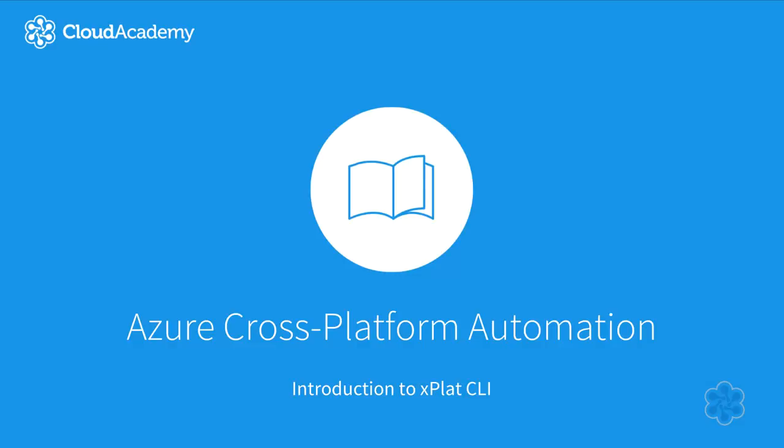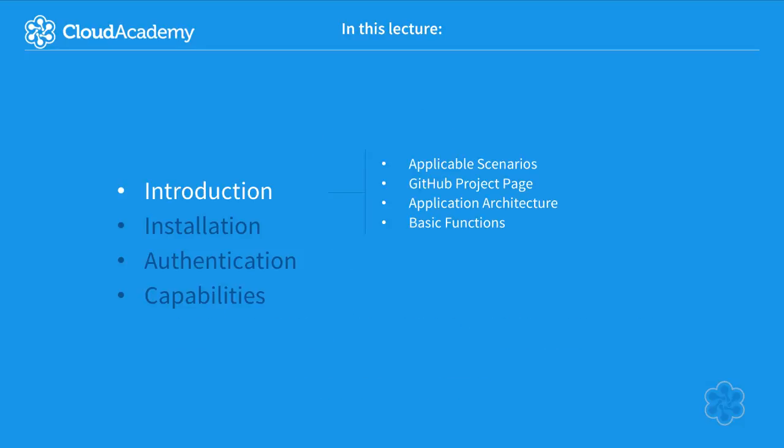Today I'm here to talk to you about the Azure Cross-Platform CLI tool that allows you to automate tasks around Microsoft Azure from your Linux, Windows, or Mac OS X system. Let's start by taking a look at an introduction to how the tool works. In this section, we're going to cover applicable scenarios, GitHub project page, the application's architecture, and the basic functions of the tool.